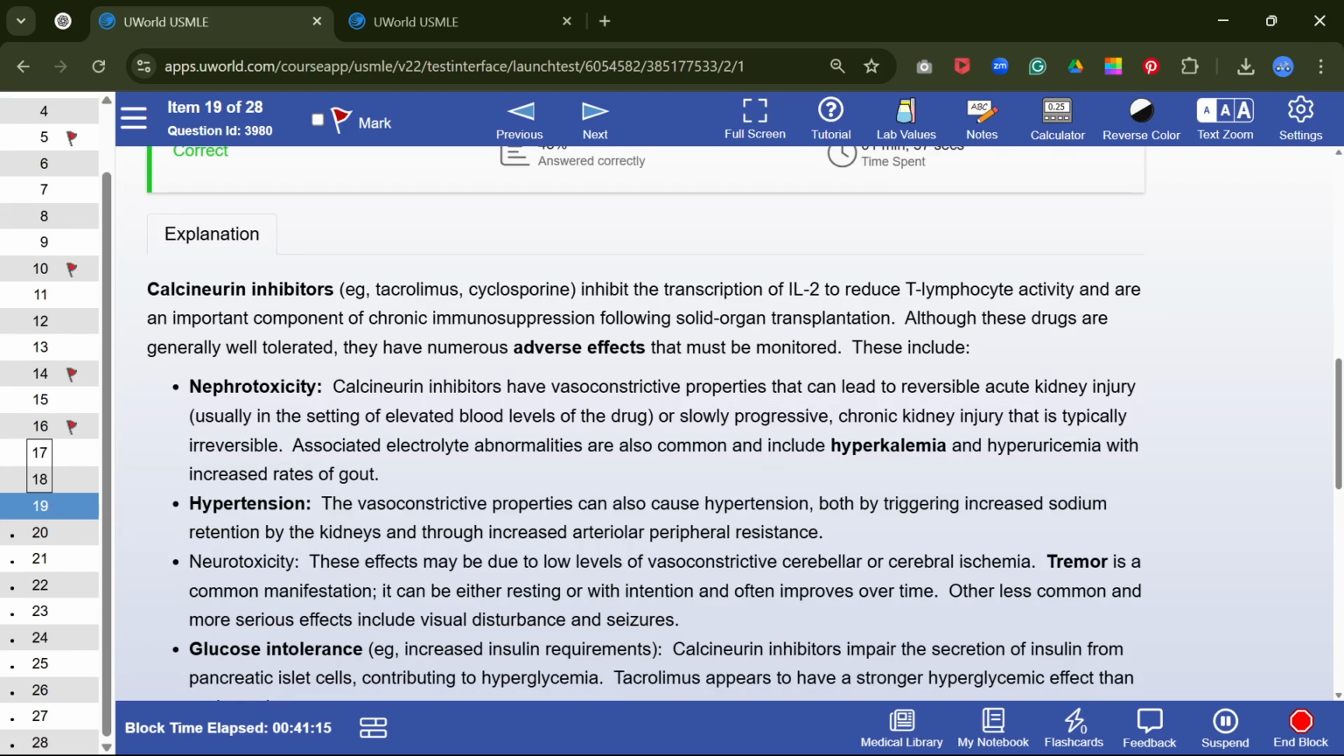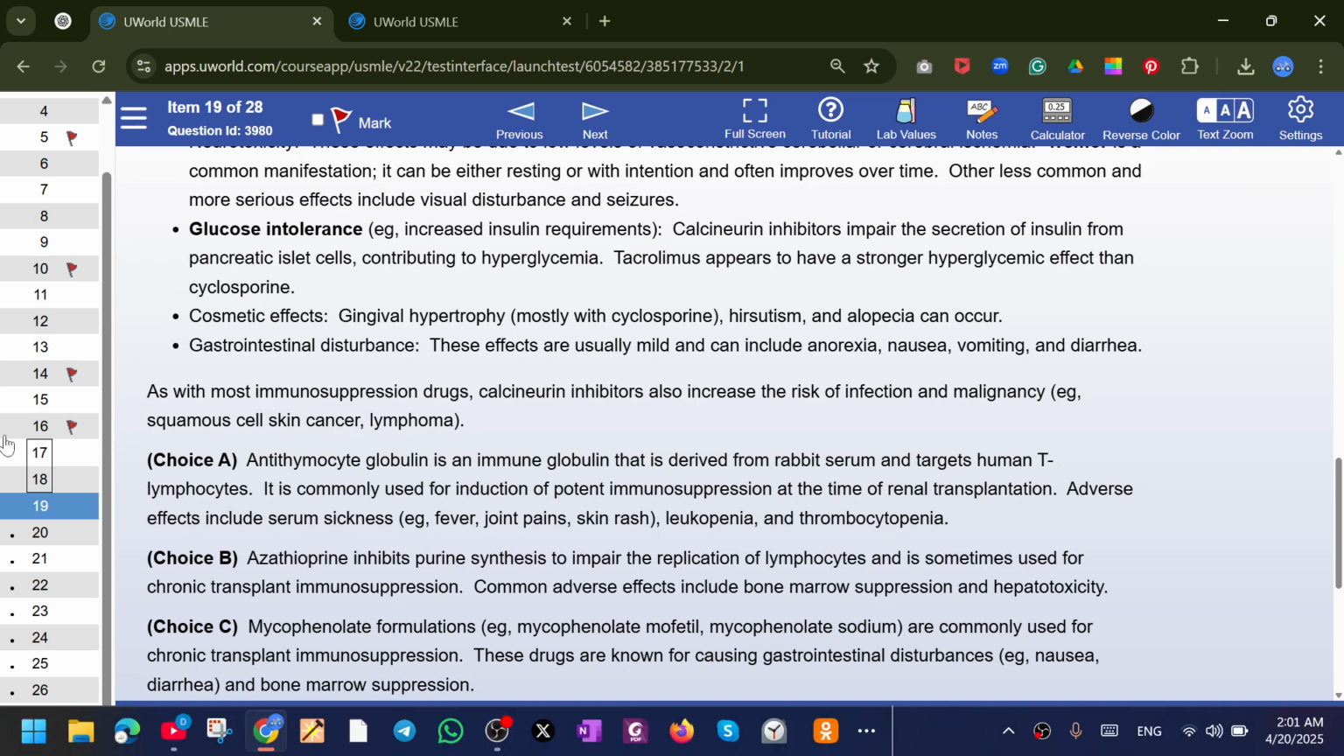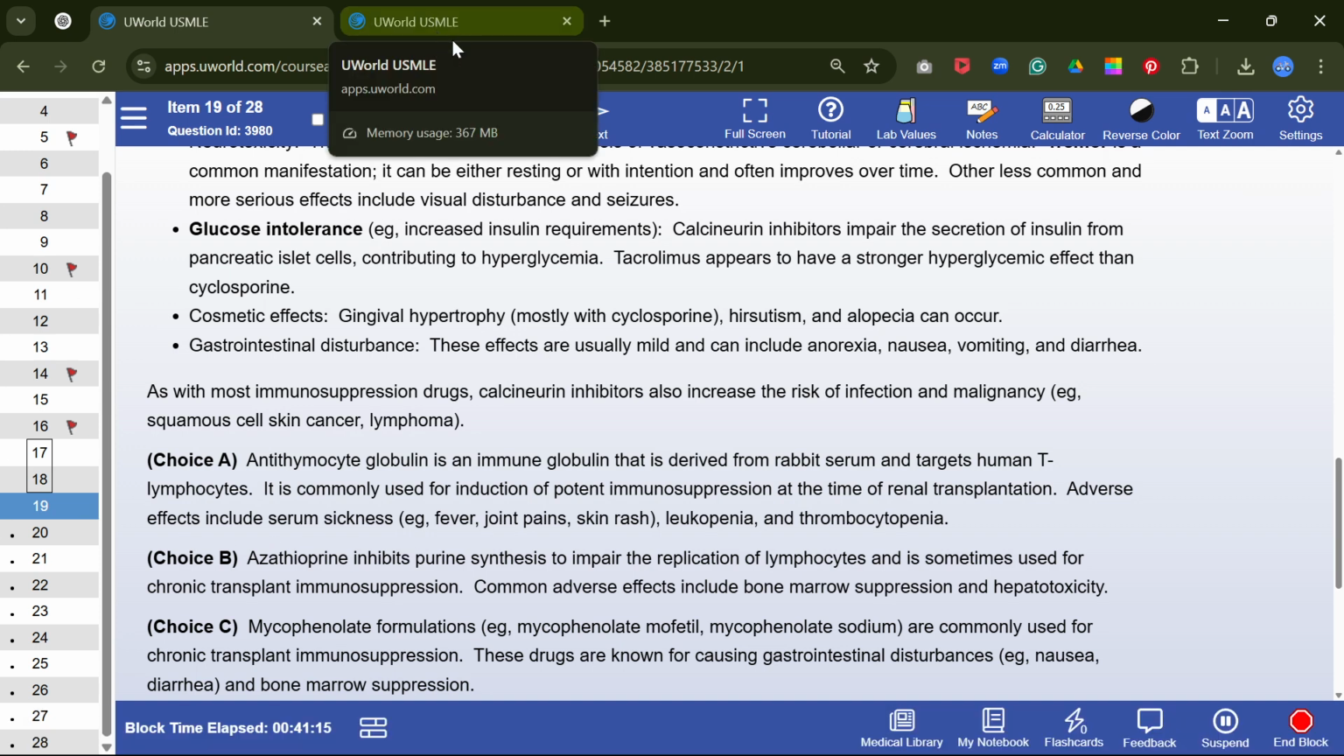Is it tacrolimus? The side effect? Yes. Okay, is it tacrolimus? The side effect of tacrolimus is hyperkalemia.